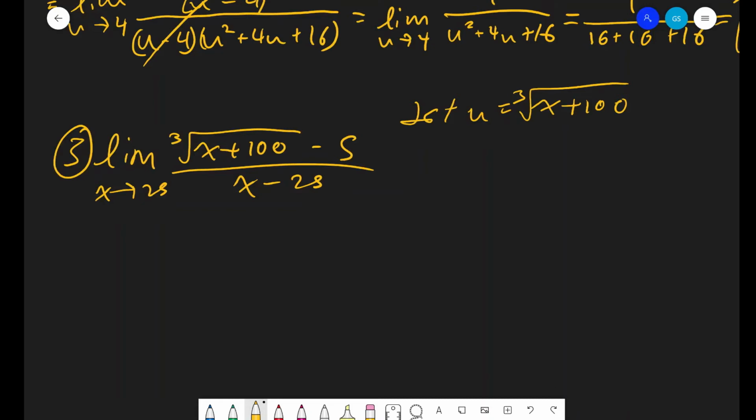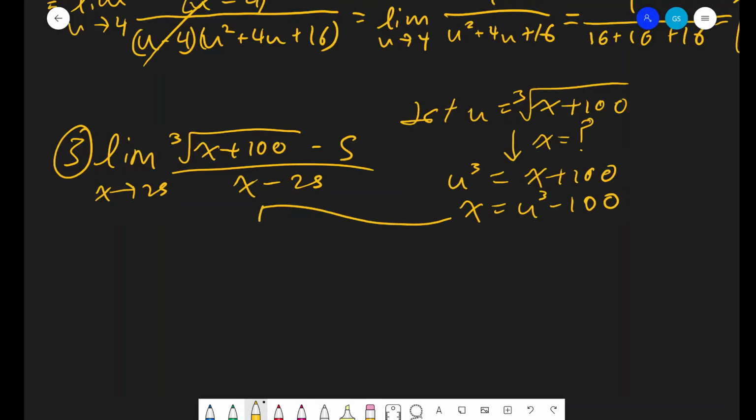Now if I wanted to describe this in terms of x, we would have to cube this. So here, let me put an arrow there. In terms of x, so x equals what? I would cube a u here, and then cubing the left side and the right side would just give us x plus 100. And then rearranging for x, u cubed minus 100. So there you go. We can actually now plug this into this x right here. So not too bad. This question isn't too bad.